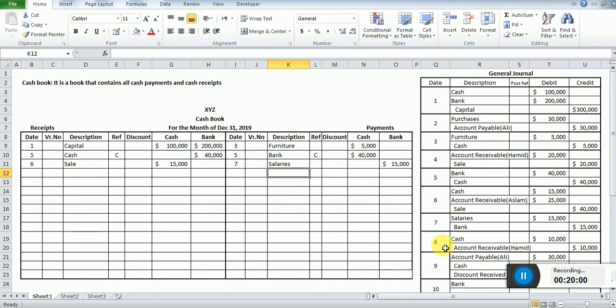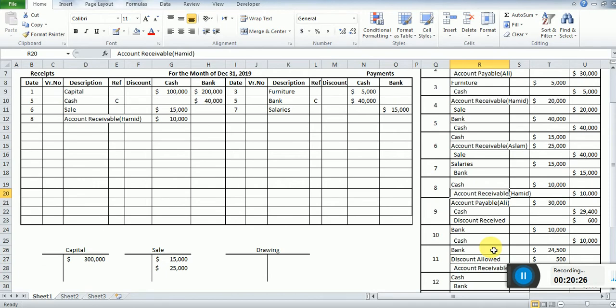Okay, number 8, we have cash account debited. So 8, cash account debited, how much? That is $10,000. And the reason in the description, you have to give it account receivable. Look, $10,000 debited because of account receivable, and this is Hamid. Okay, next, dear students, number 9.